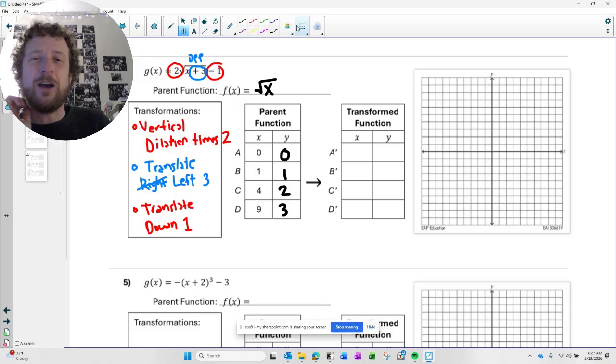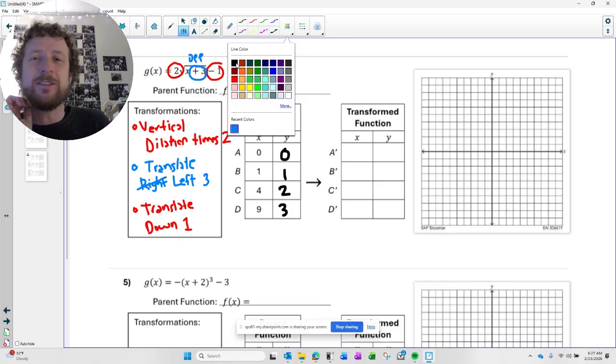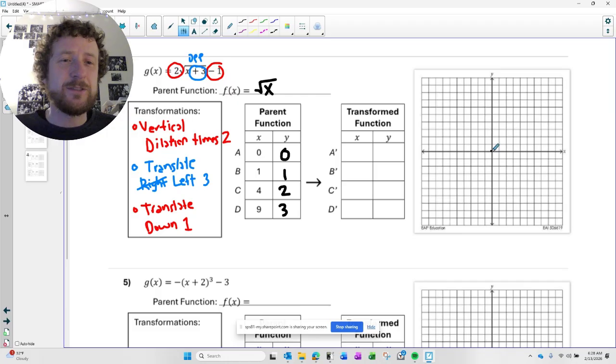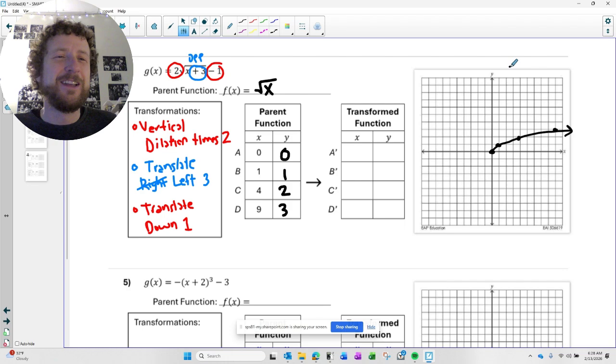What's cool now is that I'm going to graph this. I'm going to graph the original parent function using this table. So 0, 0, 1, 1, 4, 2, so right 4 up 2, 9, 3, so right 9 up 3. Square root functions look like a little hill. One of my students one year said they kind of look like the symbol itself. Not entirely, but I can see it.